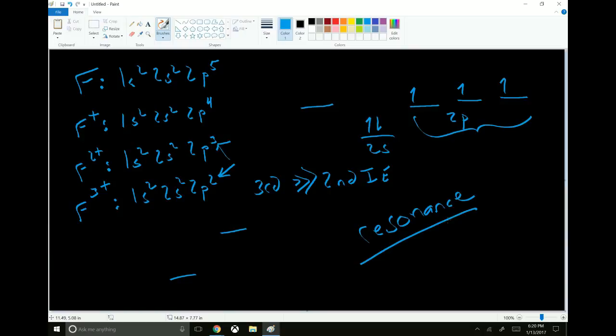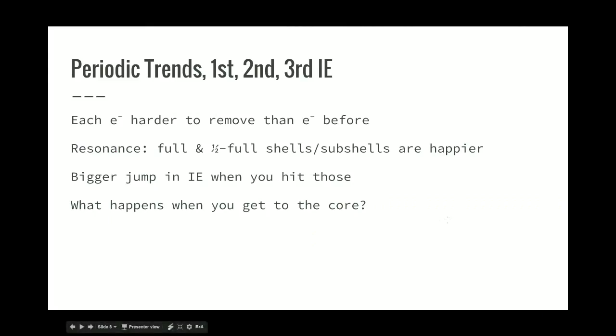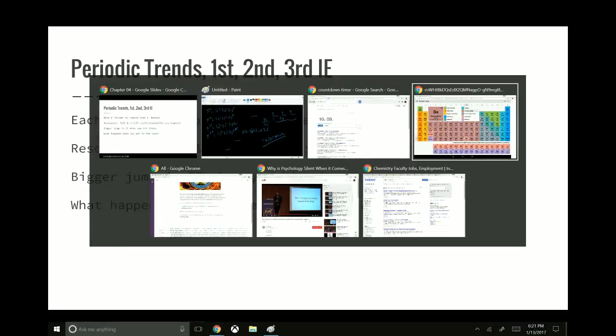A half-full subshell and a full subshell are special cases when it comes to ionization energy and electron affinity. So when you're trying to move away from a half-filled or a full subshell, you're going to have to put in a lot more energy to do that. When you're making the jump to a half-filled subshell, you're going to get a smaller amount of energy. And I can actually show you the numbers for that, perhaps.